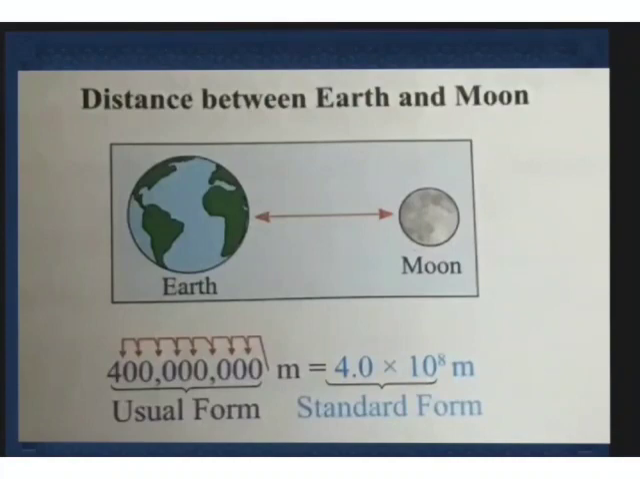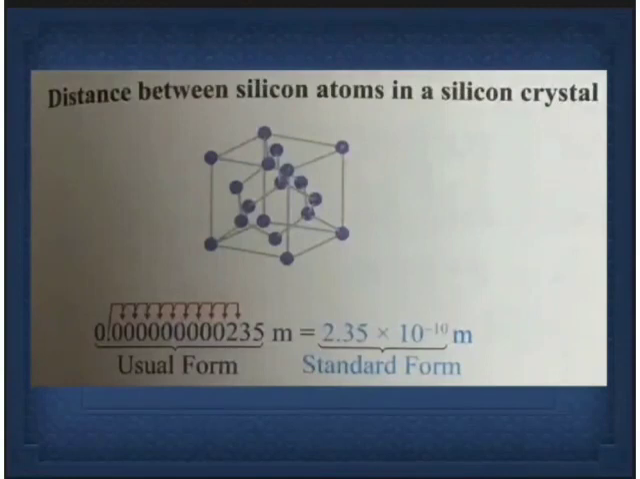And now let us take one more example. Distance between silicon atoms in a silicon crystal again. Standard form is 2.35 into 10 raised to power minus 10, and we can see that the power is negative. So move the decimal in the left direction 10 places and you will get the usual form.